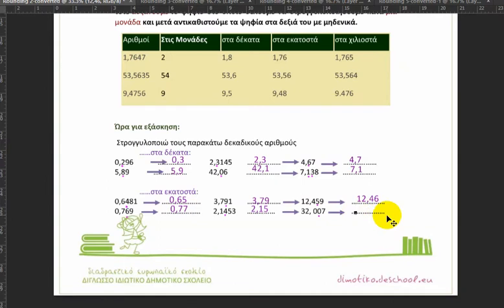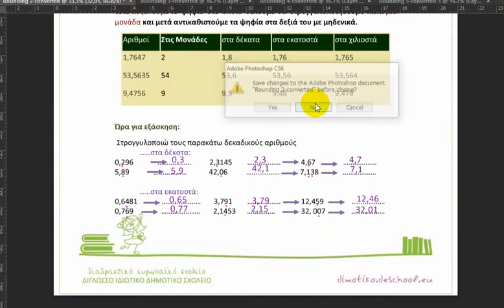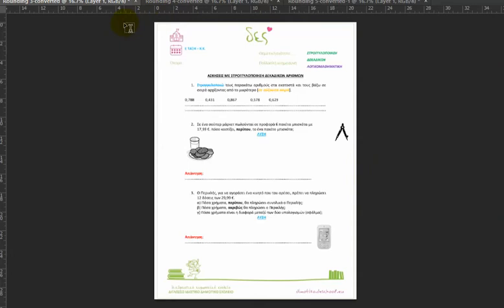Lastly, we have 32. Now this 0 has a 7 after it, which is a big number, so we get 32.01. So that's exercise number 2. Pause the video if you have to. Moving on to exercise 3.